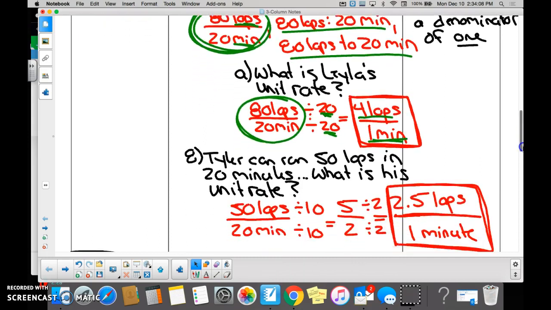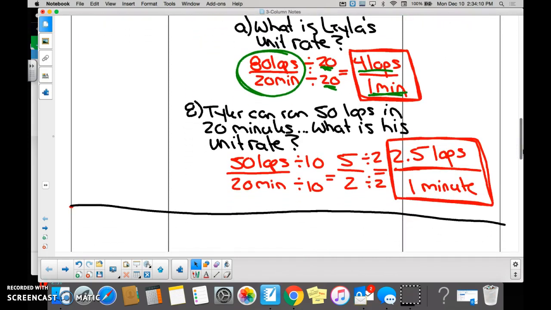And then Tyler says, well, you know what? I can run 50 laps in 20 minutes. Maybe not quite as much as Layla, but still pretty good. And so we wrote that as a rate because we had two different labels. And then I asked you to write that as a unit rate, and you just kept reducing. Found a common factor of 10. But then there is really no common factor for 5 and 2, is there, Helena?